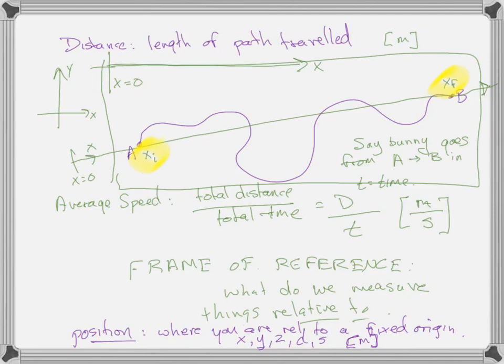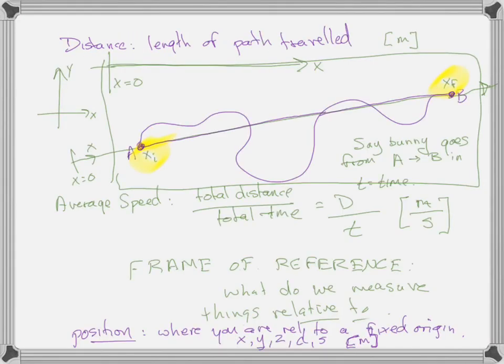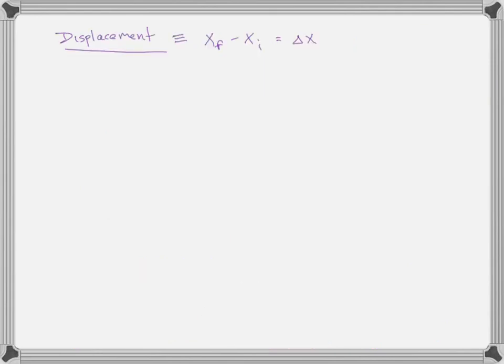So the displacement has something to do with this straight line distance, right? Rather than the path length traveled by the bunny, it's just this straight line distance. It's related to the length of that straight line that goes from xi to xf. So displacement is different than distance, right? Not only that, but notice that displacement can be a negative number. Let me go back. Distance is length of path traveled. That's always a positive number.